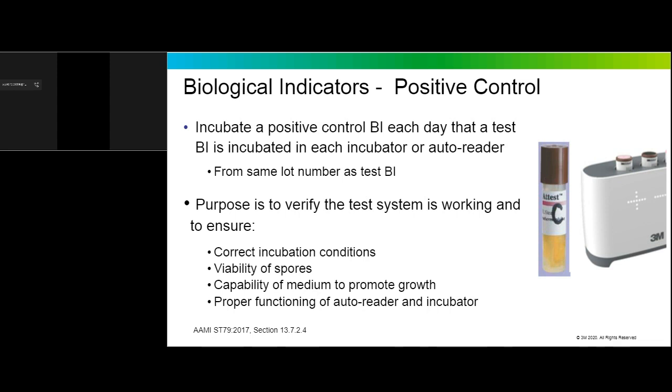Some of you may use the older technology, just a color change, waiting for that control media to turn yellow, indicating live microorganisms. Some of you with fancier auto readers rely on the auto reader to detect a positive result. And I want to mention that the test and control BIs should have the same lot number.